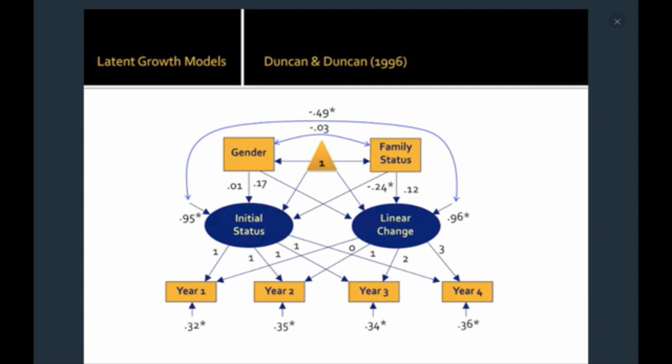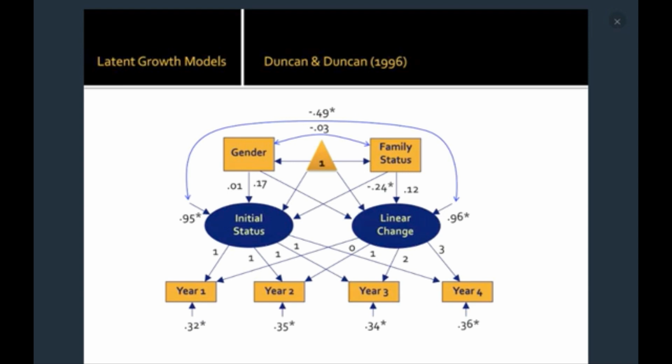What are the other numbers here? Well, gender is not related to anything significantly, not related to initial status. There is a positive coefficient there representing gender and the linear change variable, but it's not significant. For family status, we have 0.12, not significant with the change variable, but there is a relationship with initial status that is negative. So if you're in a two-parent household, your initial status for alcohol use is lower. You're less likely to drink alcohol if you're from a two-parent family at year 1, but it's not related to change over time. So that's kind of interesting, right?